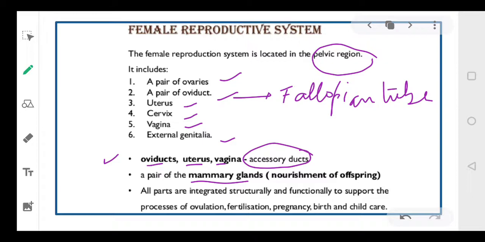All these parts that I've shown you are structurally and functionally integrated with each other to support the process of ovulation, fertilization, pregnancy, birth, and then child care. So your female reproductive system, dear students, is so well integrated that it performs a number of functions, including ovulation, fertilization, pregnancy, birth, and child care.